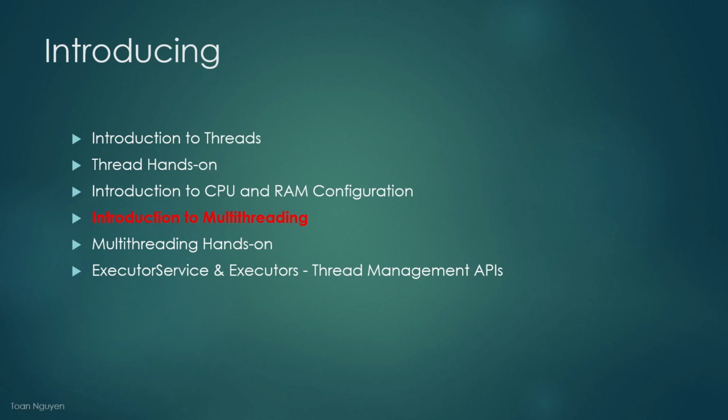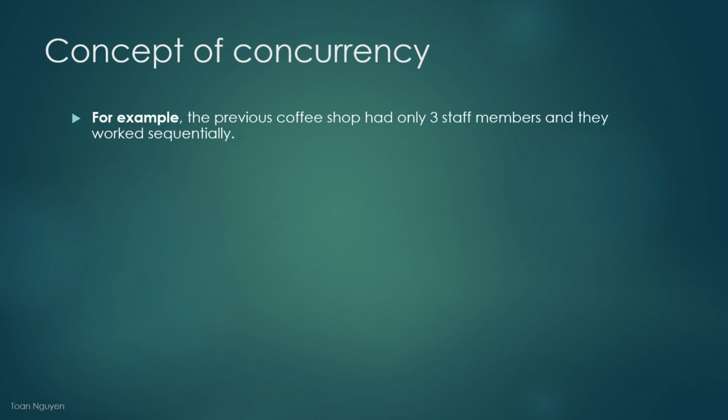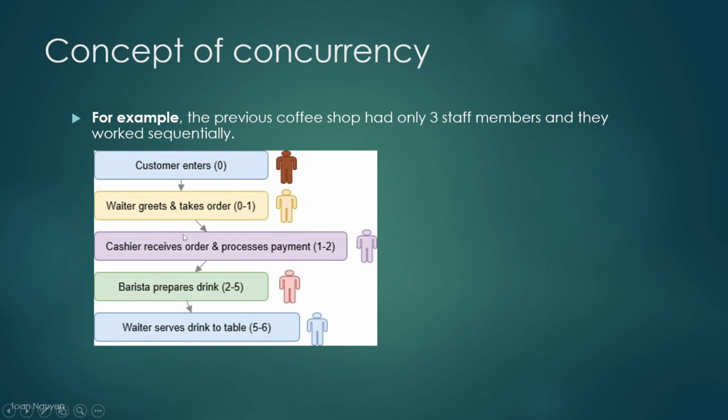In this lesson, I will introduce multithreading. In the previous example, the coffee shop had 3 employees working sequentially. From the moment a customer entered until the drink was delivered to the table, it took 6 minutes.